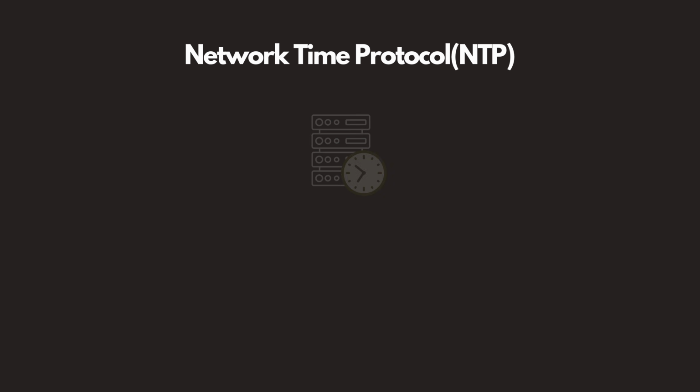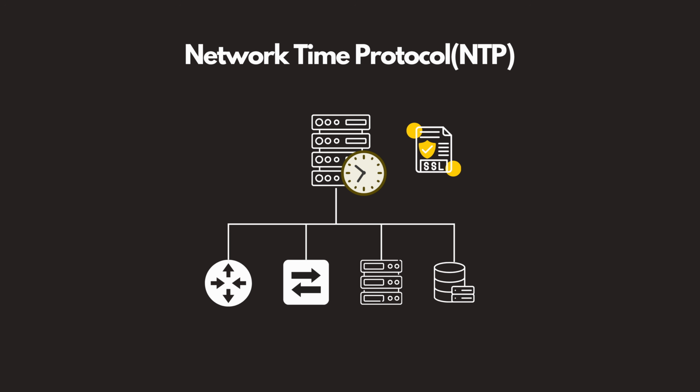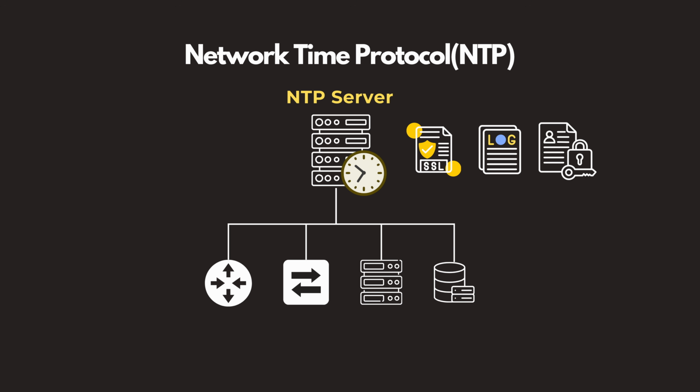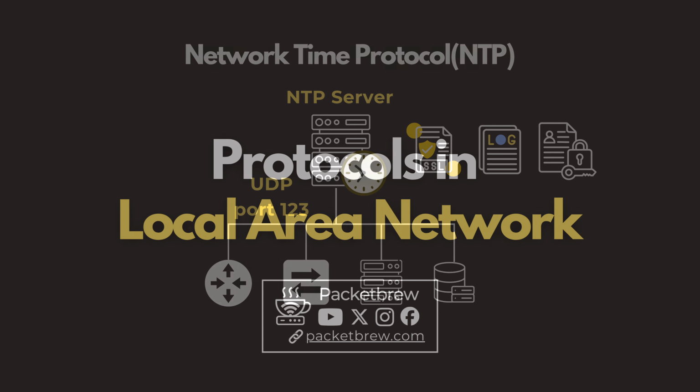Synchronized time is critical for enterprise networks for security certificates, log correlation, and authentication. It's done using NTP, or Network Time Protocol, wherein hosts are configured with the same NTP server address to get the time from one source. NTP uses UDP port 123.